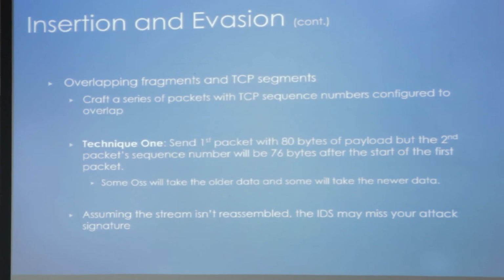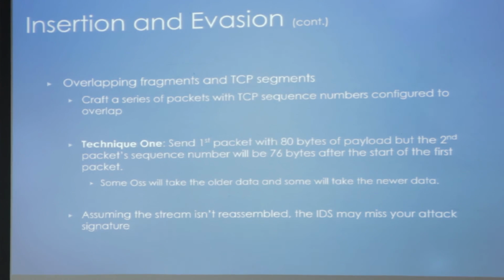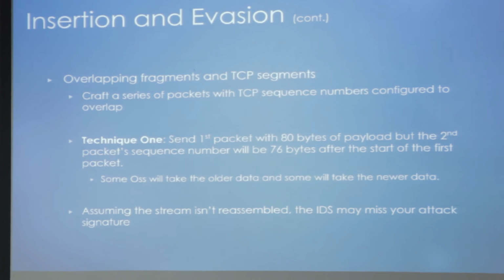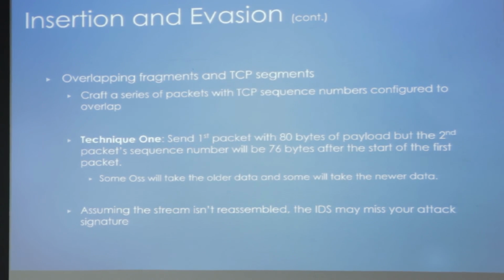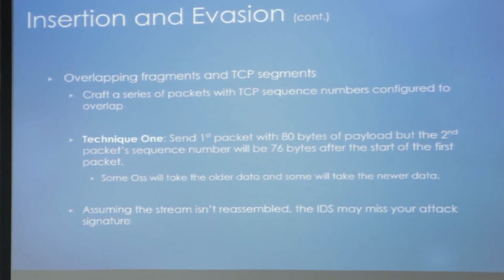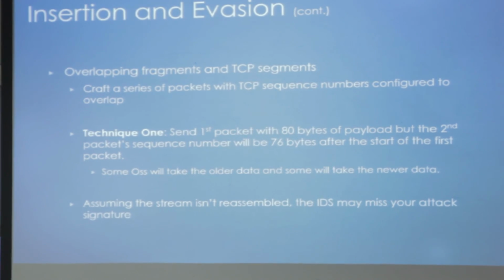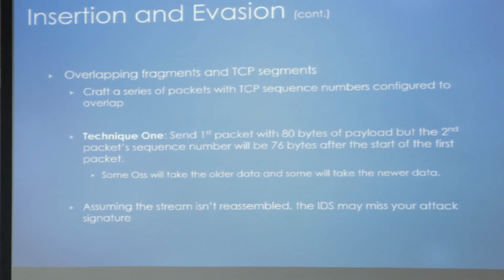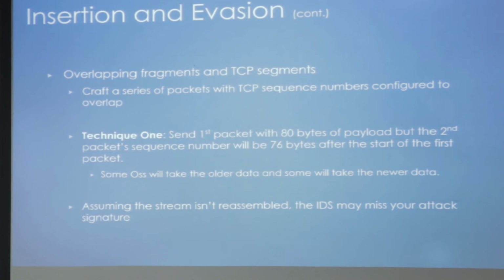What you'd be able to do is craft a series of packets with TCP sequence numbers configured to overlap with each other. An example of this would be if you send the first part of the segment, and that's 80 bytes, and your payload is 80 bytes. Then you send a second packet that is 76 bytes. Well, in that little area of 4 bytes that you've got left over, that's where you can use it as an attack vector. When the target assembles the TCP stream, it must decide what to do with the remaining 4 overlapping bytes. Some OSs will take the older data, and some will take the newer data. It's really up in the air. It just depends on the operating system itself.